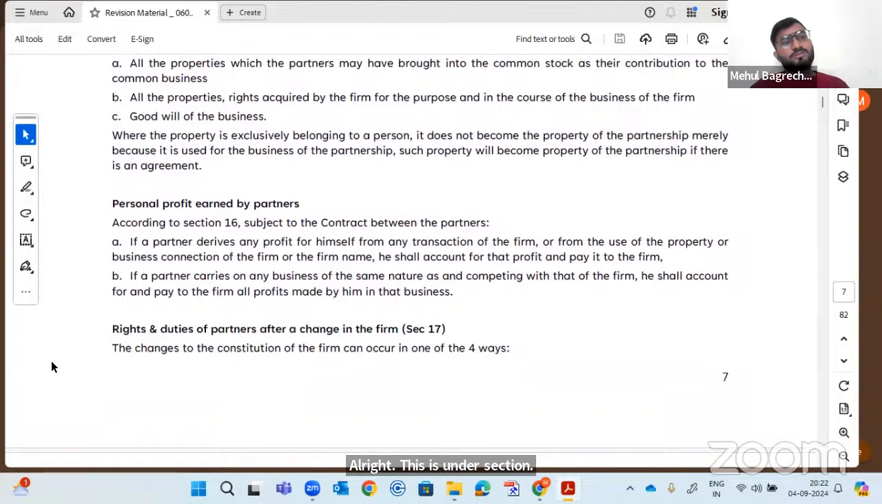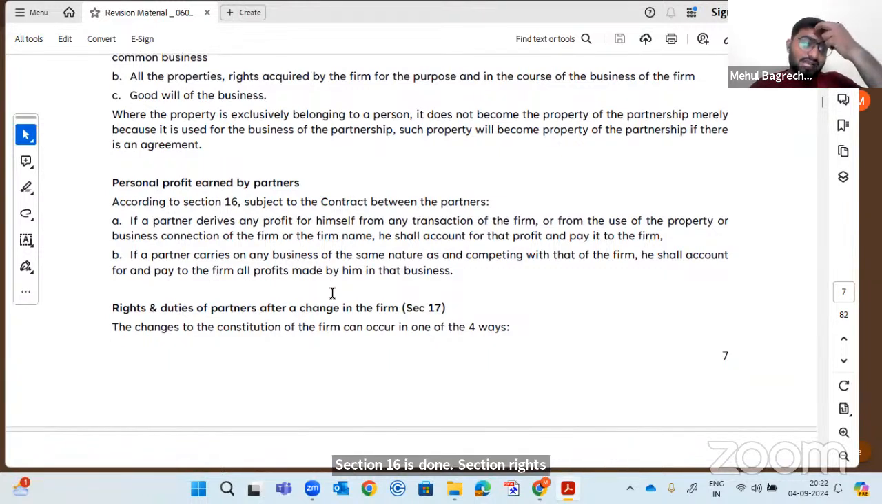Section 16 talks about personal profits. Two things. If you have used the name of the firm, business connection of the firm, assets of the firm for carrying on any business, any profits which are derived from such business have to be shared with the other partners also. Understood? Second point, any partner who is carrying on a competitive business with that of the partnership firm, whatever profits you derive, you will have to share the entire profits with the partners of the firm. Section 16. You can expect, again, a simple question on this as well. Section 16 is done. Section 17, rights and duties of partners after a change in the firm.